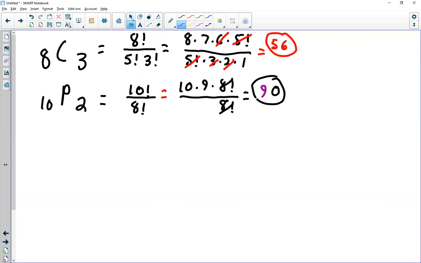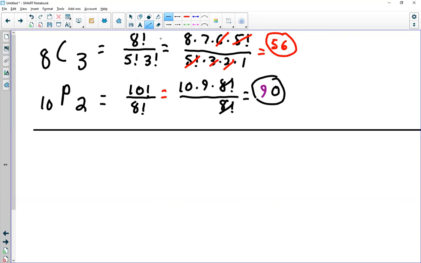Then there are problems where you have to identify which one to use and use it correctly. For combinations, it's the total divided by the total minus what you're choosing. So 8 minus 3 is 5, and then the choosing itself, so 3. If you do it in the calculator, you don't have to do that.